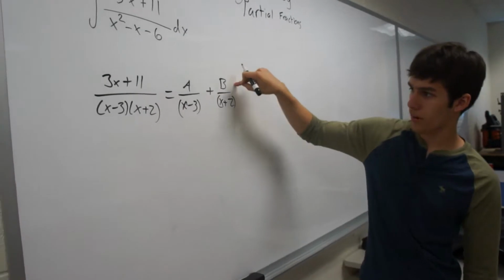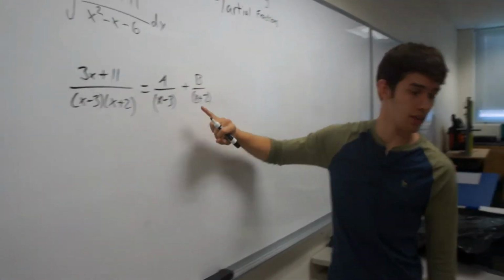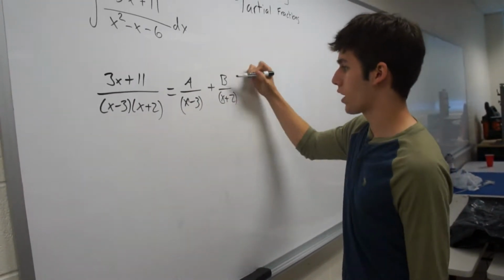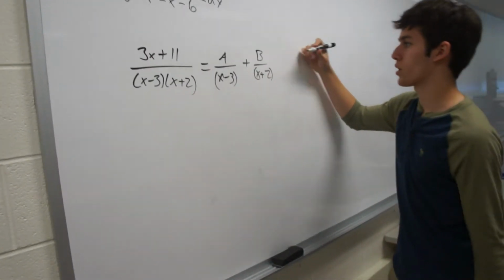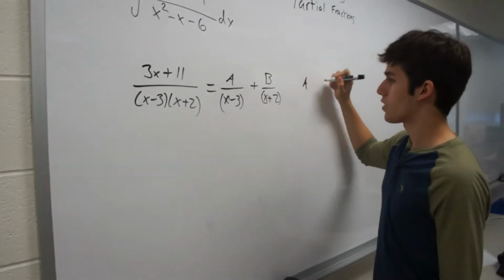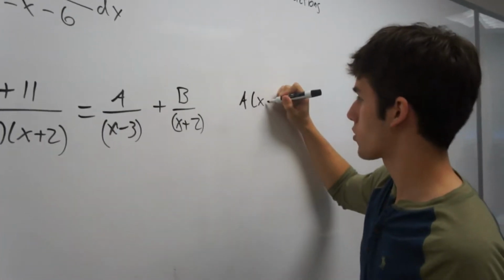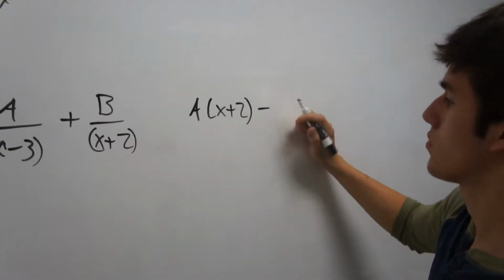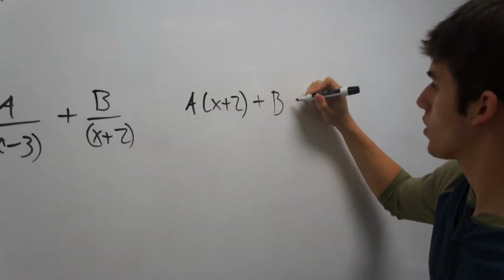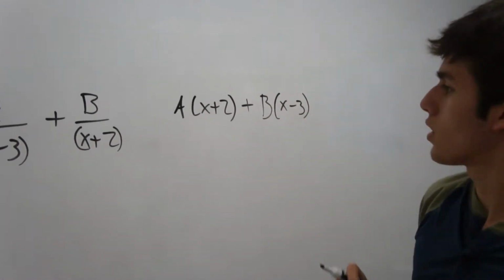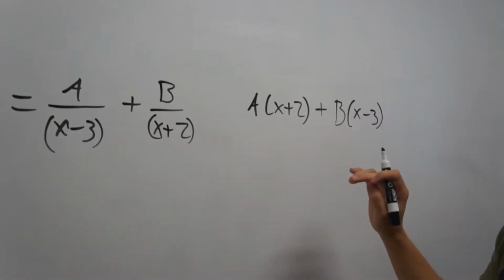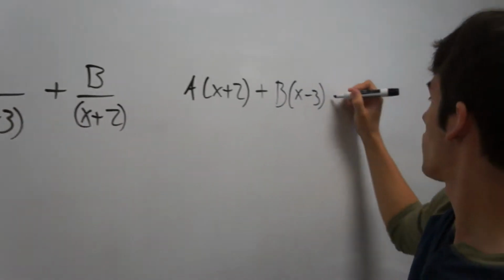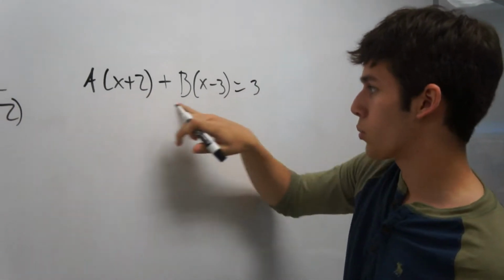Now what you do here is you want to find the common denominator. You multiply this side by x plus 2 over x plus 2, and multiply this side by x minus 3 over x minus 3. So you won't have to write the same base, but basically you have a times x plus 2 plus b times x minus 3. And this is all still equal to this up here, because you need to solve for your a and your b.